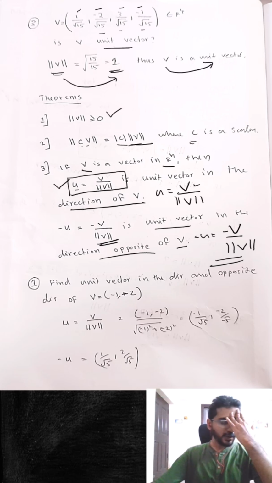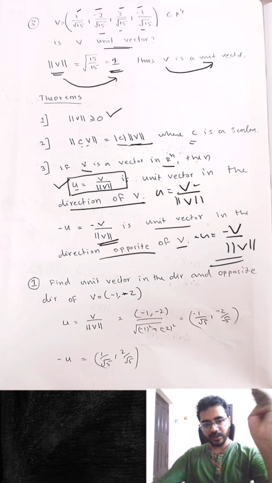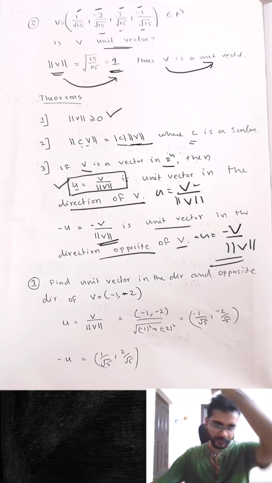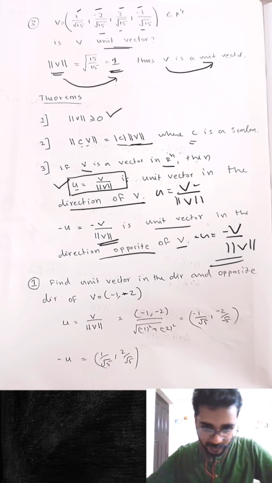So if a vector is given, then to calculate its unit vector, divide that vector with the length of that vector. So we can see one or two examples here.